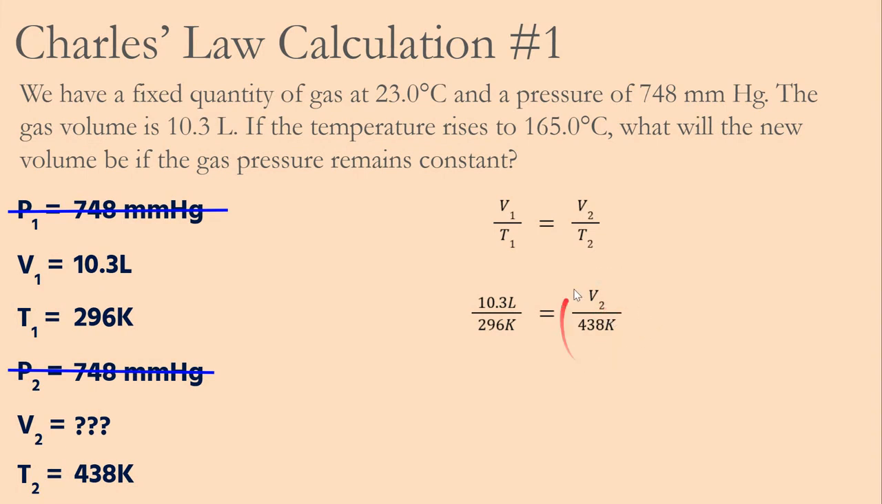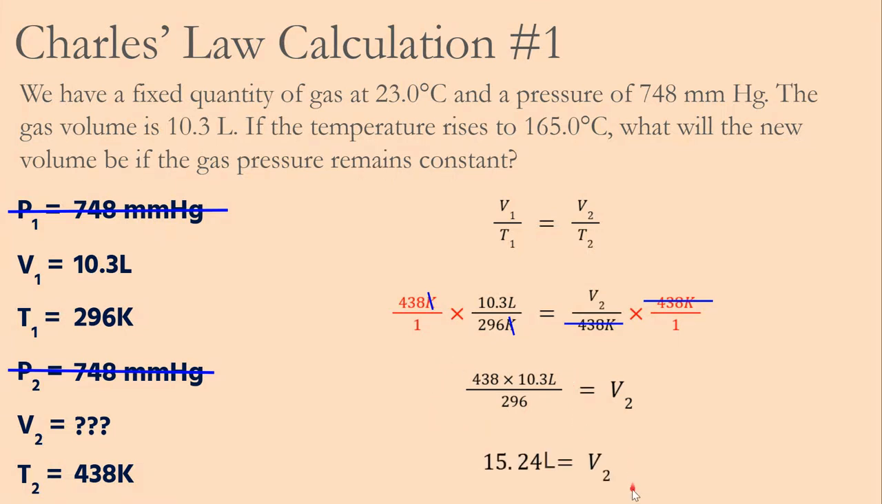Now to get this V2 by itself, we'll multiply by 438 Kelvin over 1 on both sides so that it cancels on the right, and on the left, Kelvin will cancel. We'll do our multiplication on the left, 438 times 10.3 over 1 times 296. We have that down here. And once we do our math, we'll find that we have 15.24 liters as our final volume. That should make sense. Temperature went up, and volume also went up.